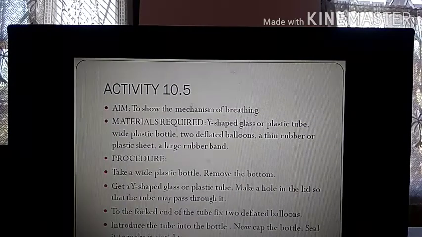2 deflated balloons means balloons where air is not inserted, okay? A thin rubber or a plastic sheet we need, okay? A thin sheet of rubber or plastic and a large rubber band.